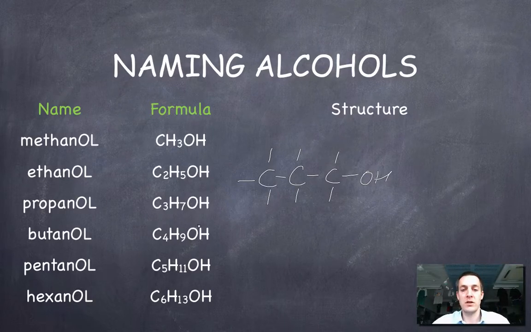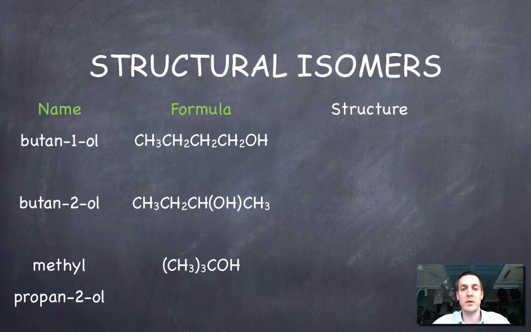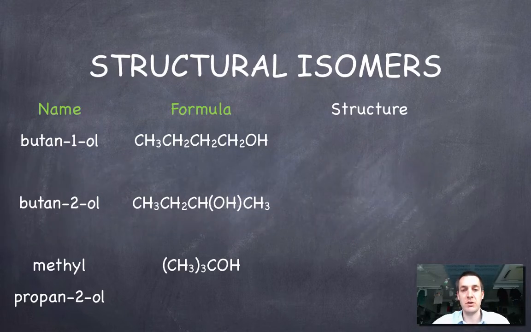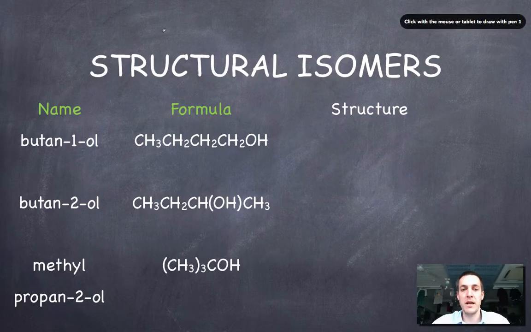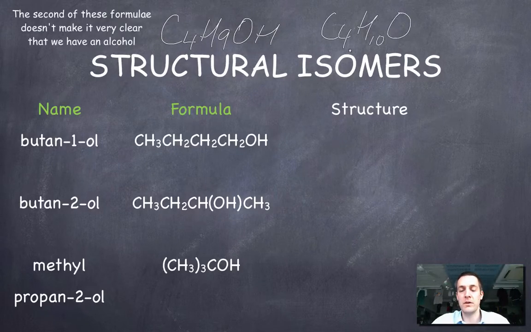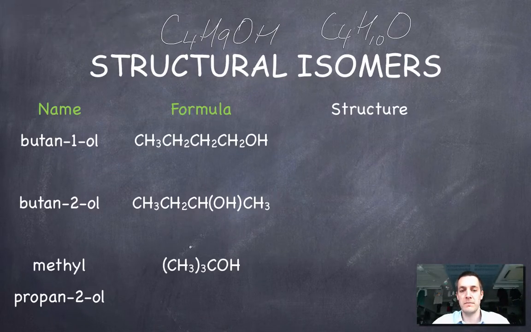Okay, so that's how we name them, but it is important to realize that just like before with the alkanes and alkenes, 2 alcohols could have the same molecular formula but have different structural formulae, and in that case they'll be structural isomers. So here are 3 different molecules, all alcohols, and all having the same molecular formula, which would be C4H9OH, or you could say C4H10O.